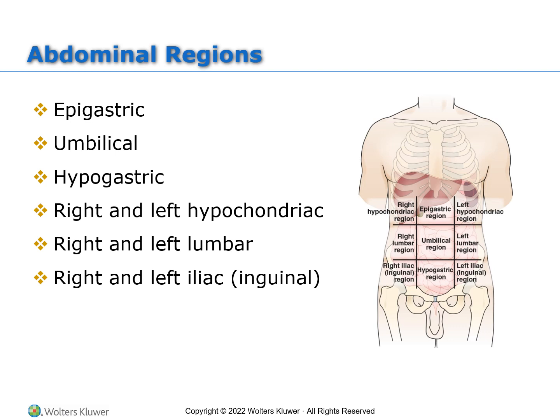The right and left hypochondriac, and these are the areas right below the rib cartilage. The right and left lumbar regions, which are right around that lumbar area of your back, and then the right and left iliac, which are right at those iliac crests area.